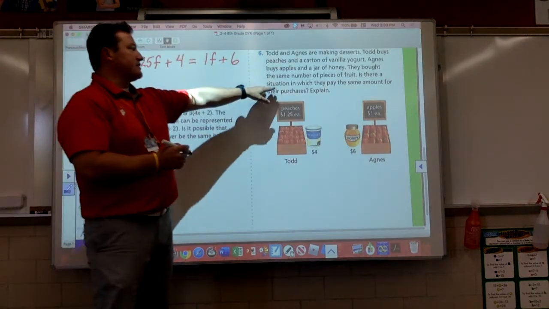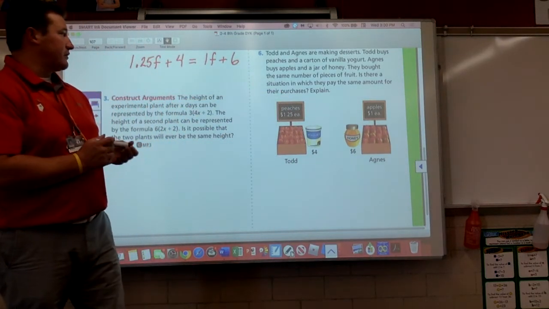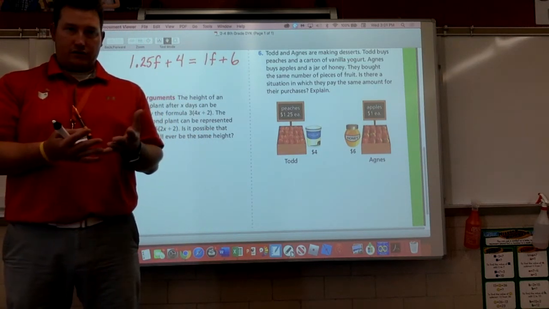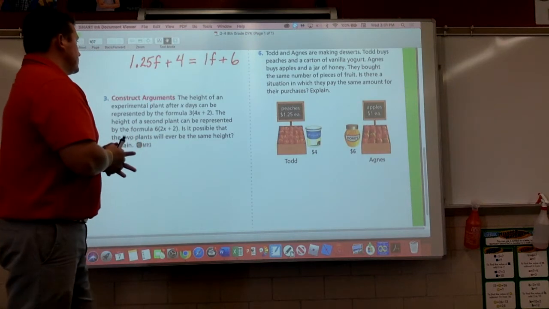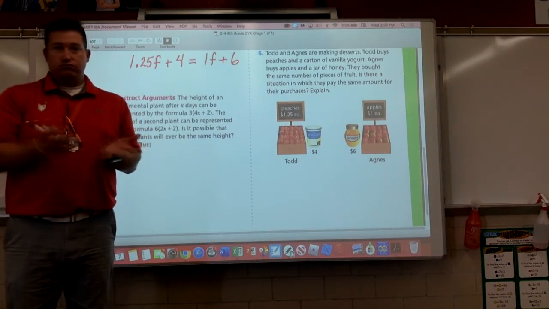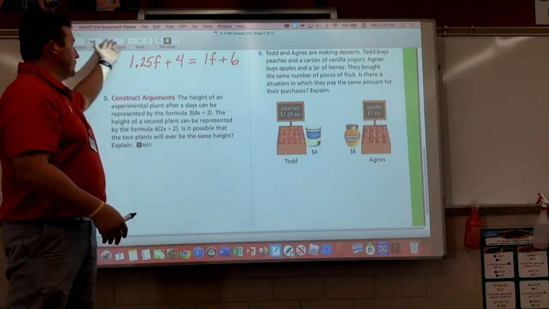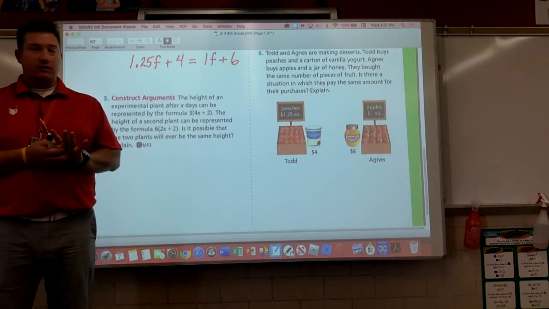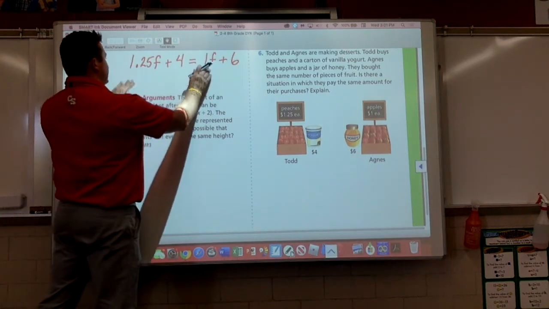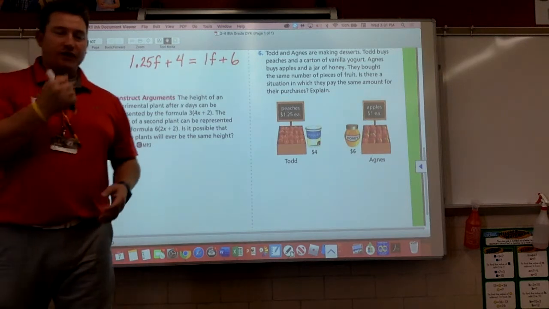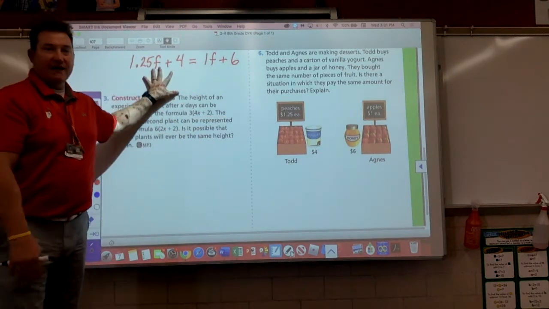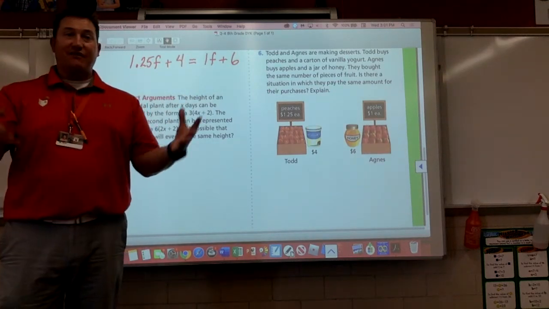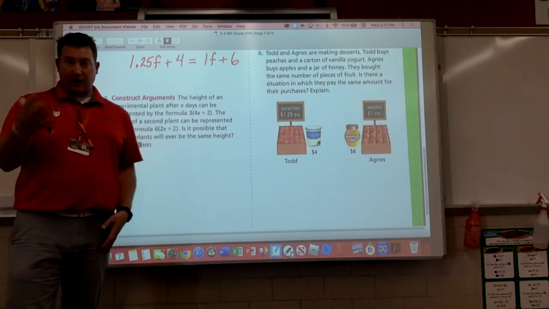All they want to know is, is there a situation in which they pay the same amount for their purchases? In other words, is there an answer to this? What do you guys think? I don't know. If you don't know, let's keep solving this. Let's see if we can solve it. I believe that we can. Again, is this a special case equation? Hopefully we're starting to realize no. I have different coefficients with my variable terms, so my variable will still live on. So we can solve this equation for f.